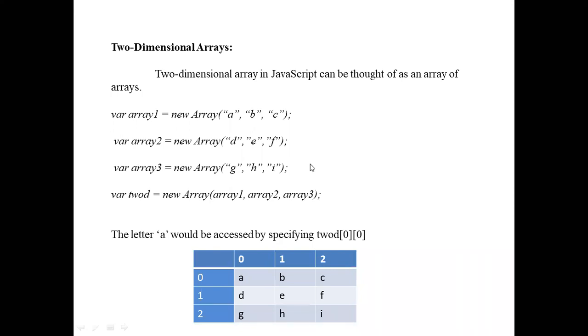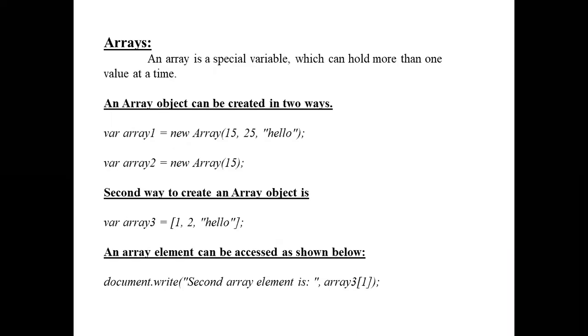So this is about the arrays. Once again I repeat the array topic. An array is a special variable which can hold more than one value at a time. In Java, arrays contain elements of the same data type, whereas in JavaScript arrays can contain elements of different data types.